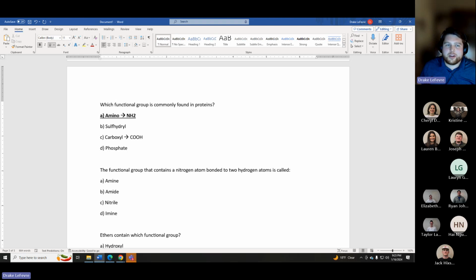Technically, NH3 is ammonia, but you'll also see amino written as NH3 or NH2. What's the other one similar to this? Amine. What is an amine? N with a free pair of electrons. N colon. The dots are going to be a free pair of electrons.